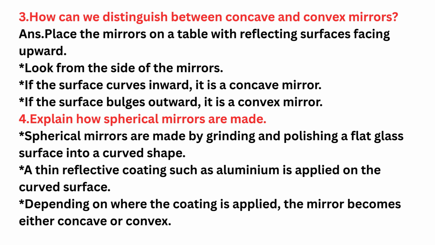Question number 4. Explain how spherical mirrors are made. Answer. Spherical mirrors are made by grinding and polishing a flat glass surface into a curved shape. A thin reflecting coating such as aluminium is spread on the curved surface. Depending on where the coating is applied, the mirror becomes either concave or convex.